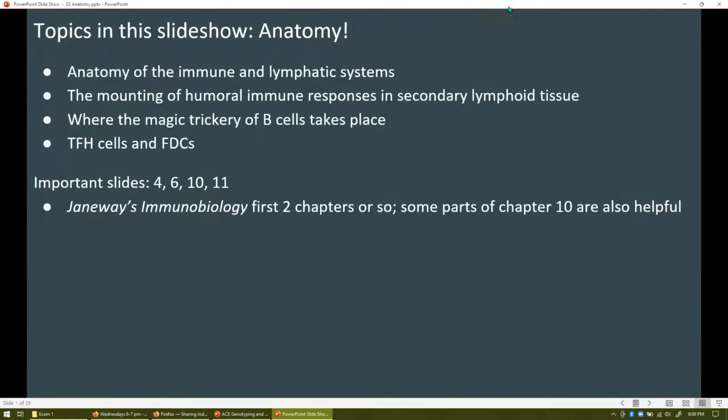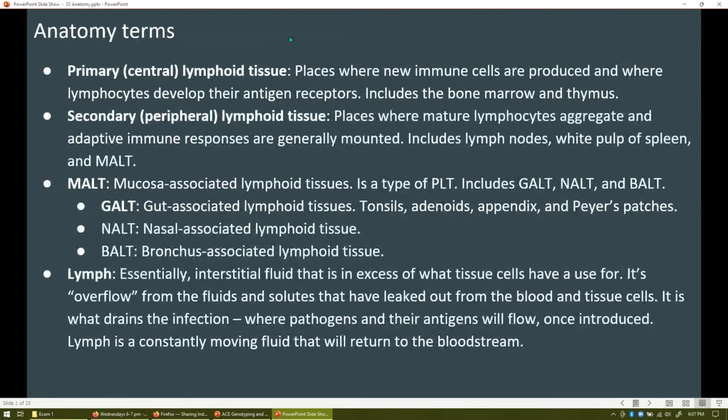This is a slideshow on basic anatomy. And I finished the cytokine stuff yesterday. So for anatomy, if you know the generals, you're okay, pretty much. You don't really need to be an anatomist to be an immunologist, to be honest. So there are some terms you need to know.